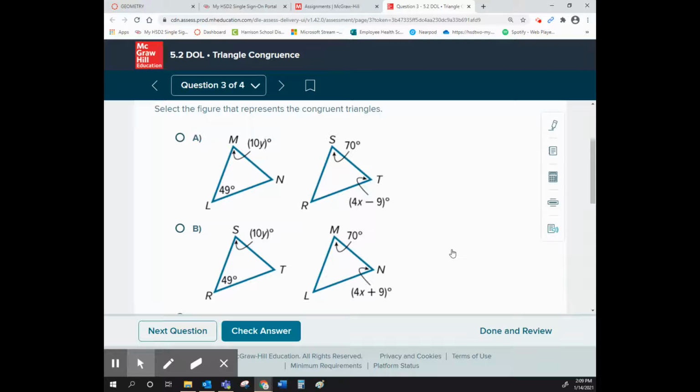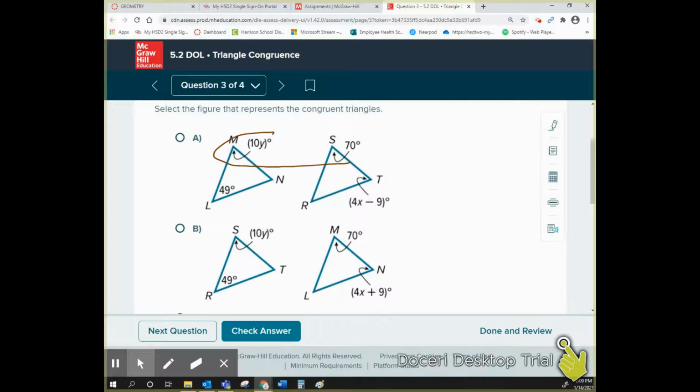For instance, I'm not saying it's right or wrong, I don't know, but let's say that A was the right answer. M and S correspond with each other. Therefore, these two measurements should be equal to each other. So if I wanted to find Y, I would set angle M, which is 10Y, equal to angle S, which is 70. And then I would solve for Y to figure out what Y is. It's a matter of taking things that correspond to each other and setting them equal to each other.